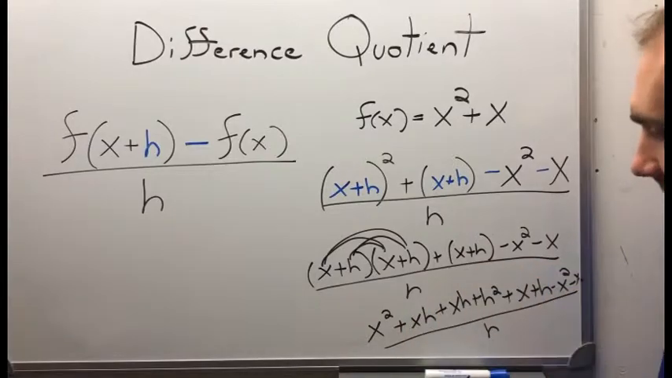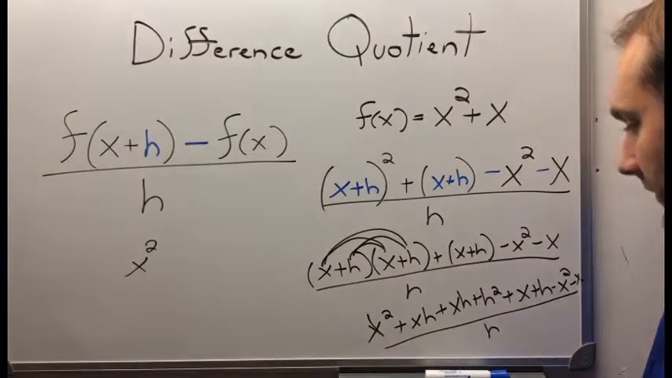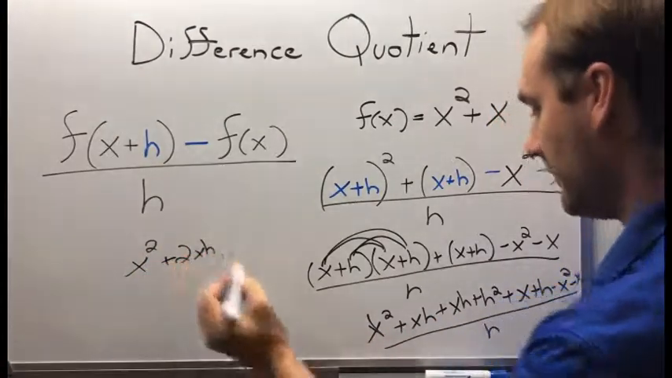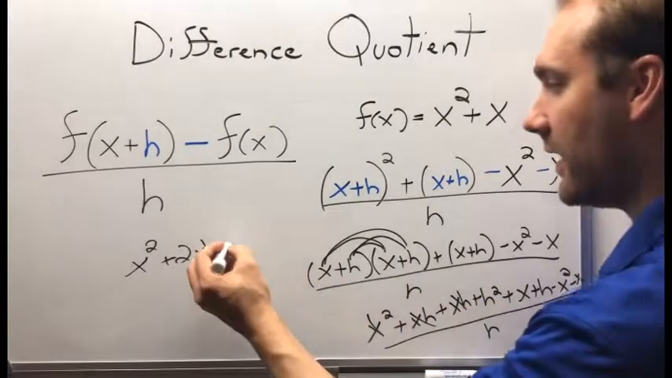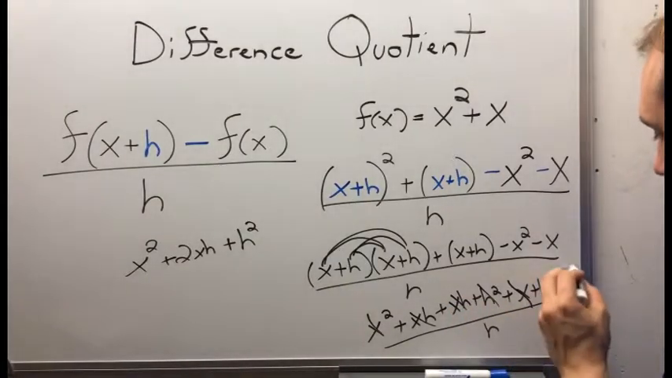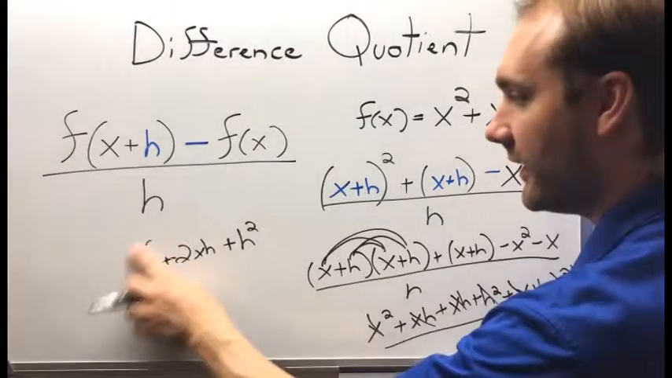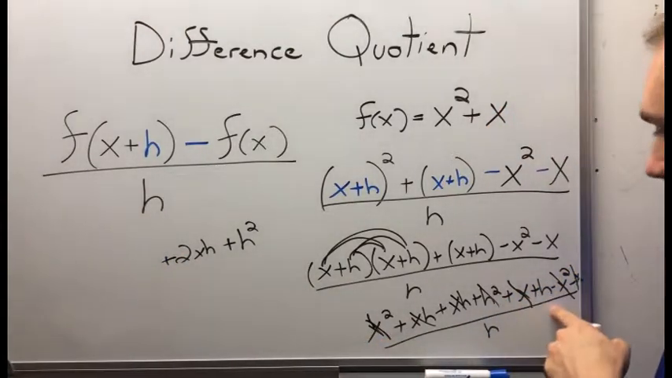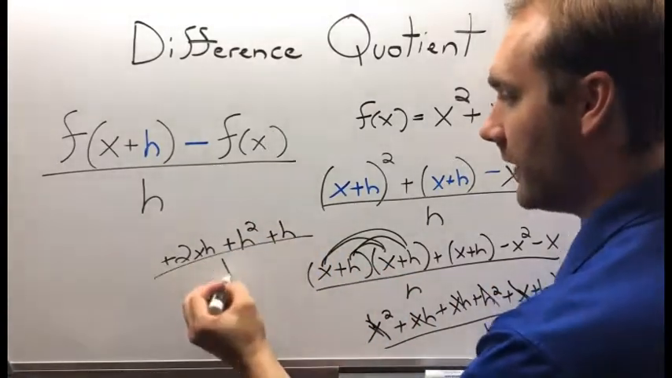All right, now let me combine like terms. I have an x squared. I have two xh's here, so plus 2xh. I have an h squared. My x cancels with this x. Oh, look, I have a negative x squared. That's actually going to cancel with this x squared. And then I have a plus h, all over h.